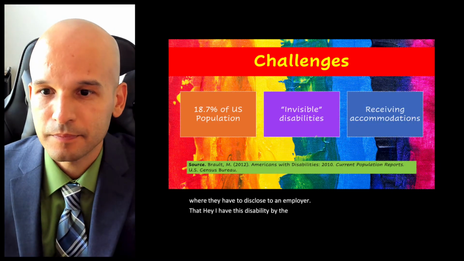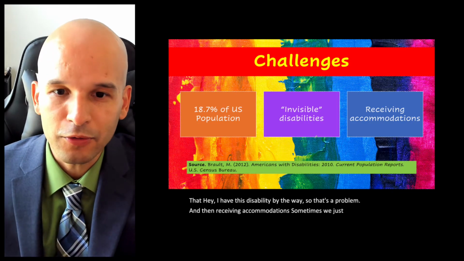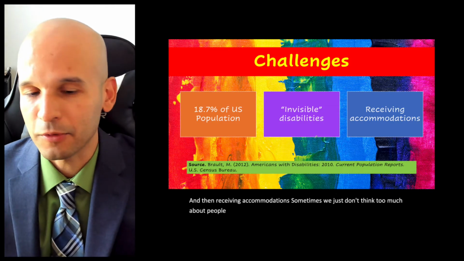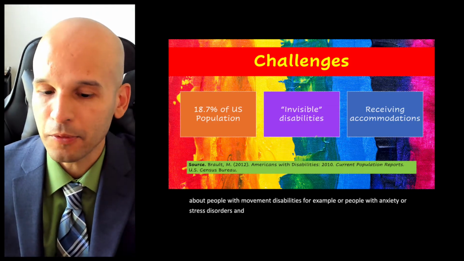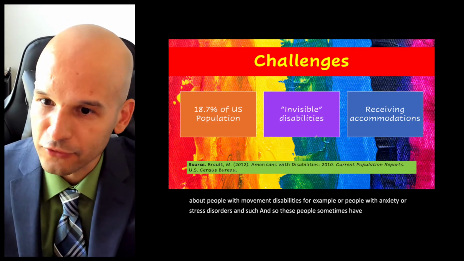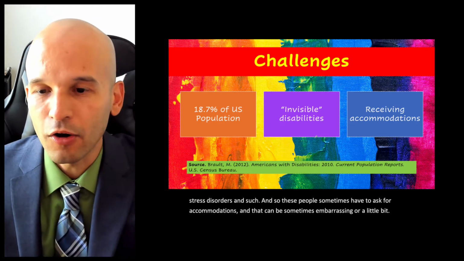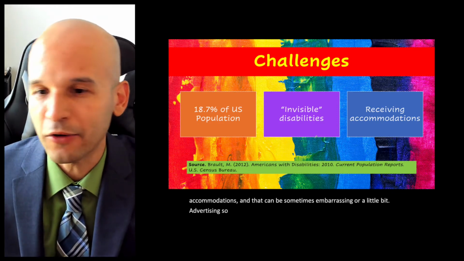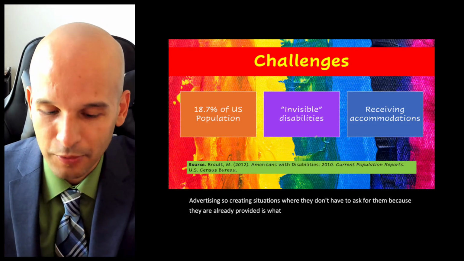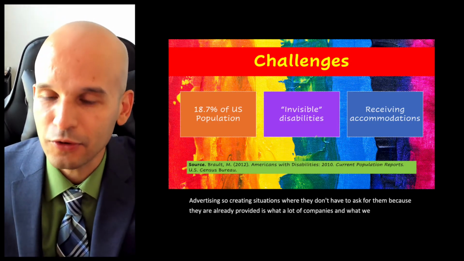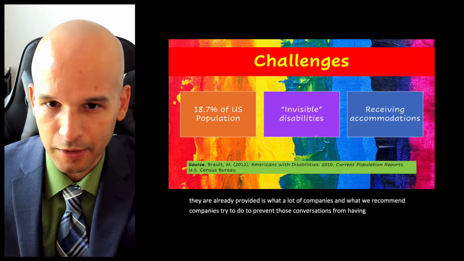So that's a problem. And then receiving accommodations. Sometimes we just don't think too much about people with movement disabilities, for example, or people with anxiety or stress disorders and such. And so these people sometimes have to ask for accommodations. And that can be sometimes embarrassing or a little bit stigmatizing. So creating situations where they don't have to ask for them because they're already provided is what we recommend companies try to do, to prevent those conversations from having to happen if they can be avoided.